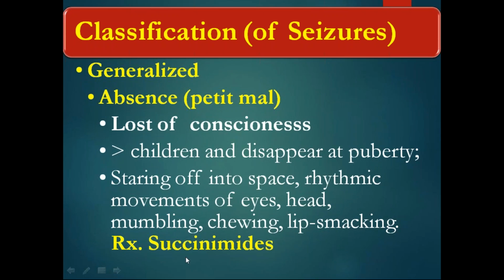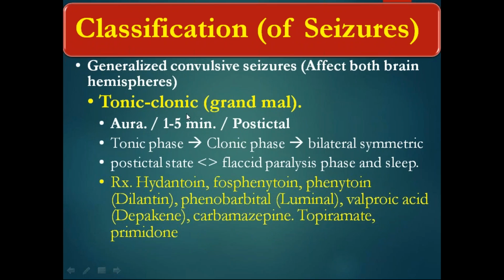What we need to remember is succinimide. This is typically for absence seizures. So it's succinimide for petit mal. We have the other one, the tonic-clonic, the classical one, let's put it this way. It has an aura, which is going to last about a few minutes, 2 to 3 minutes, and then the seizure is going to last about 1 to 3 minutes. I saw 2 minutes, and 5 minutes is a little bit longer, but it's about 1 to 2 or 3 minutes.